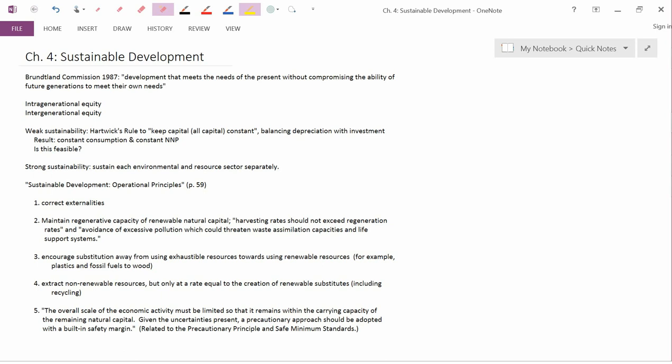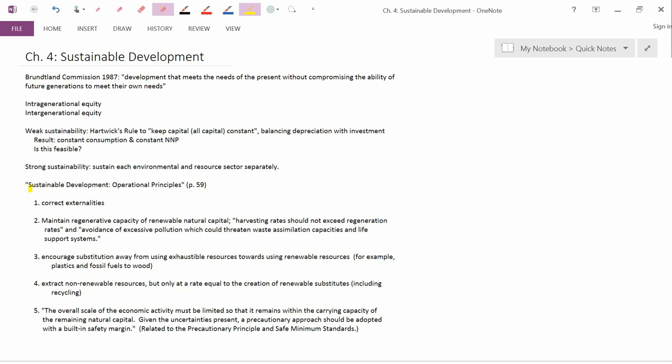So strong sustainability means you have to apply the sustainability criterion sector by sector to each individual, let's say, exhaustible resource, renewable resource, and waste assimilative capacity of the environment. And now, which one of these describes the real world is a matter of debate. I think your textbook authors and I lean towards strong sustainability as being more important. And we think that the assumptions that are required in order to be only worried about weak sustainability are pretty strong assumptions, these substitutability assumptions that are unlikely to be satisfied in the real world.